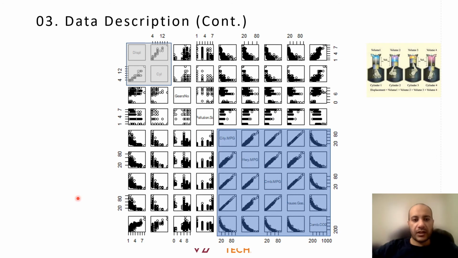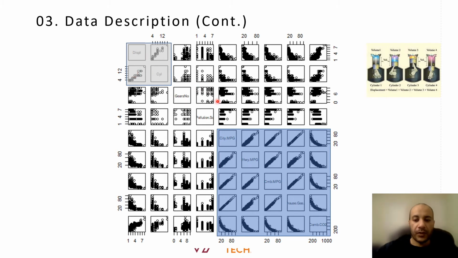So what we have here are the pair plots. I'm just reminding you, on the far left side we have the displacement and the cylinder numbers. And as you can see from this plot, if you remember, the cylinder number is the number of chambers in the engine. And by increasing it, we are also increasing the volume of the displacement. So there is a relationship between both of these.